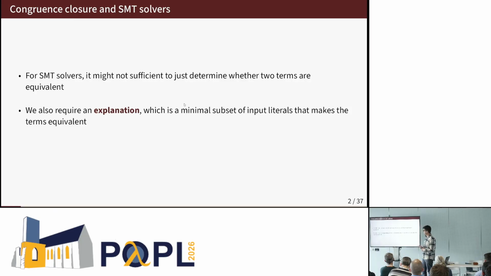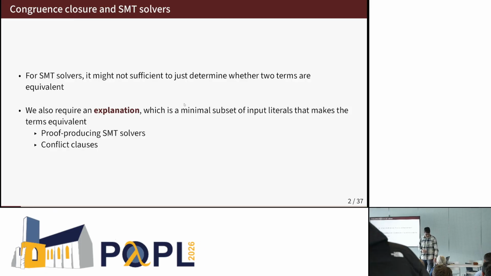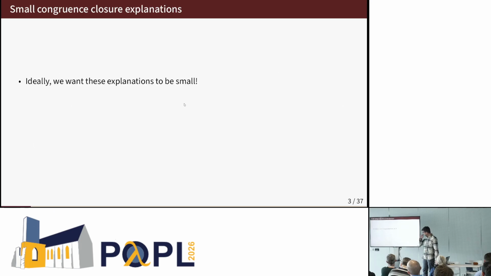So for our cases, an explanation here is just a minimal subset of the input literals that is sufficient to make the terms equivalent. So you might want this, for instance, if you have a proof-producing SMT solver. So if you're making a proof for the entire problem, a part of that proof is going to be equality reasoning, so you need an explanation for that. But also these explanations are used for conflict clauses in the SAT solver, which kind of guides the search through the problem. And ideally, of course, we want these explanations to be small, right?